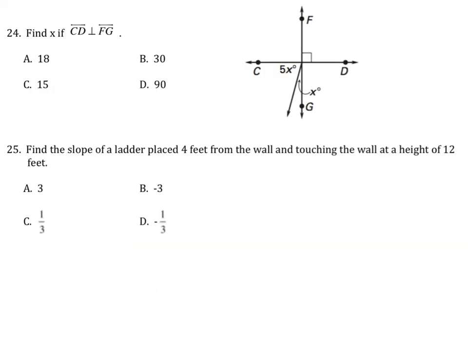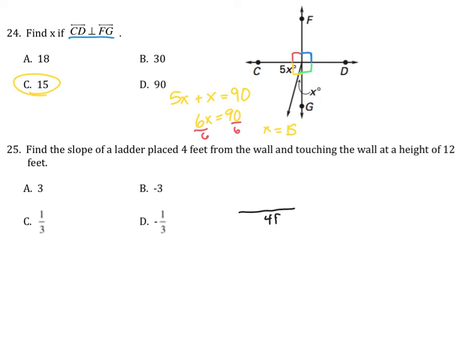On 24, we're given the fact that CD is perpendicular to FG, and we have that 90-degree angle right there. Well, that also means it's 90 degrees right there, and right there, and right there. So in this case, I can simply say that 5x and x are complementary, so they add to 90, which would then give me 6x equals 90. If I divide by 6, x is equal to 15. So that's option C.